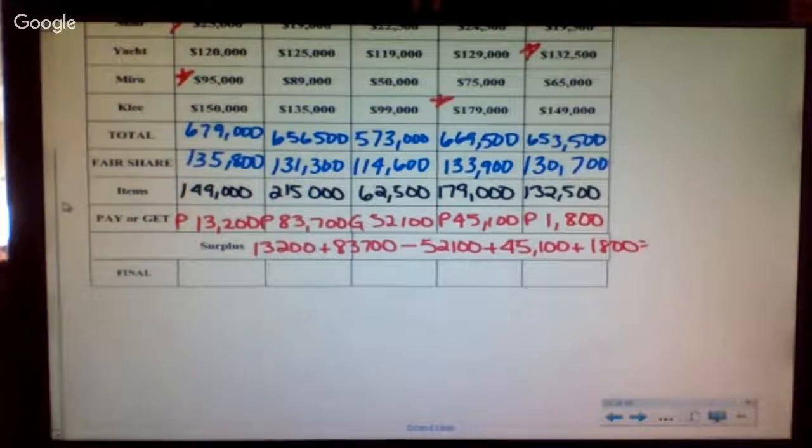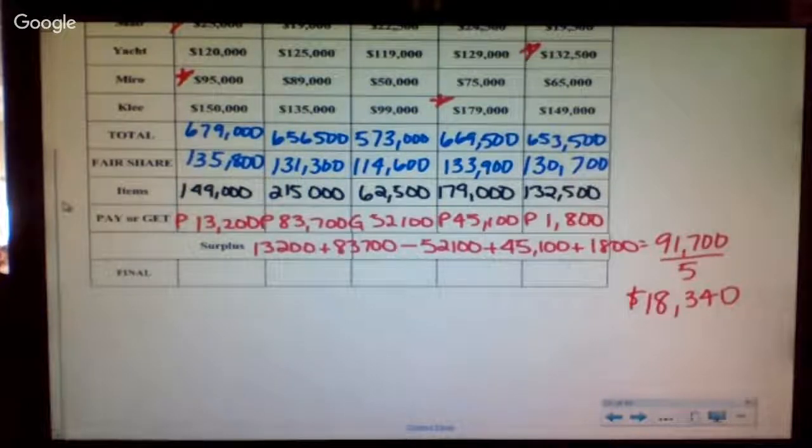I got 91,700. I agree. If I split that between 5 people, everyone's getting an extra $18,340. I'll take that just by itself.